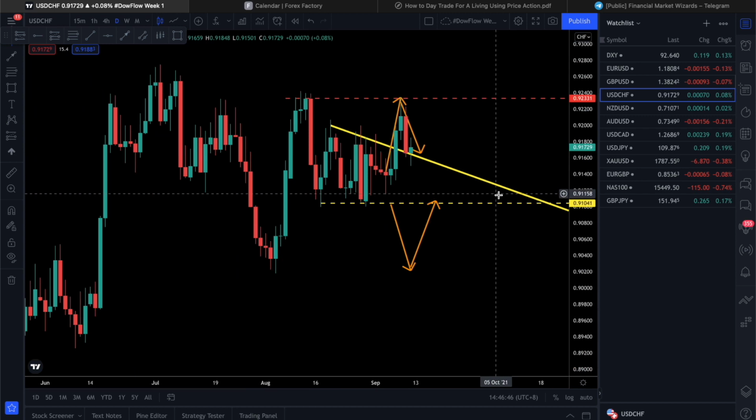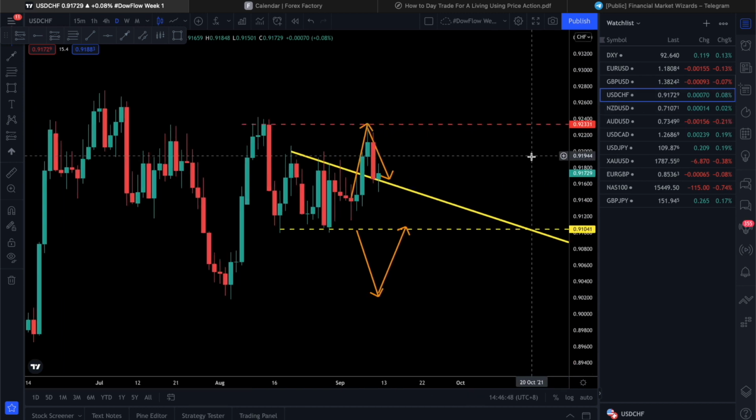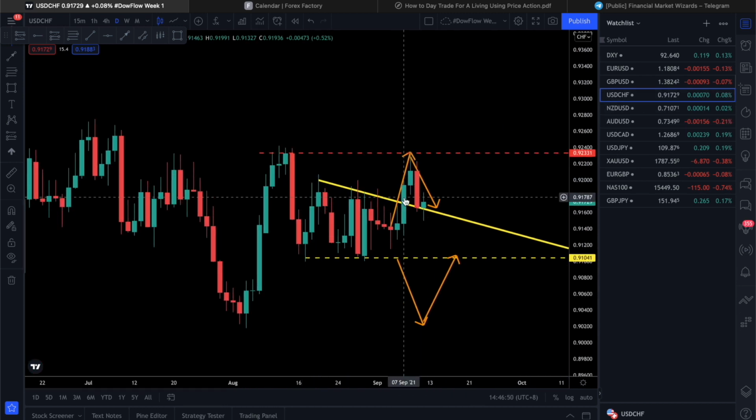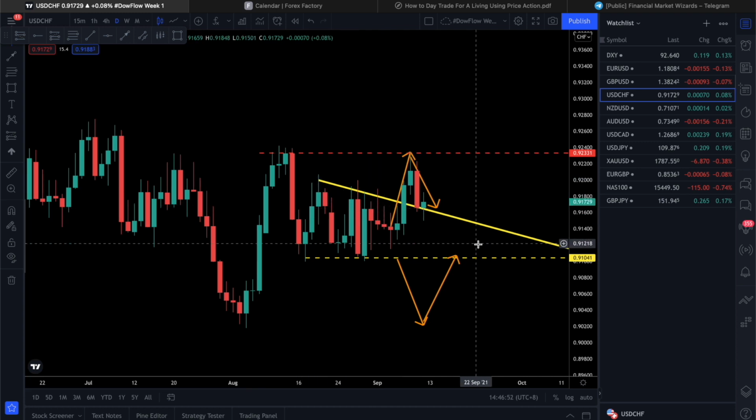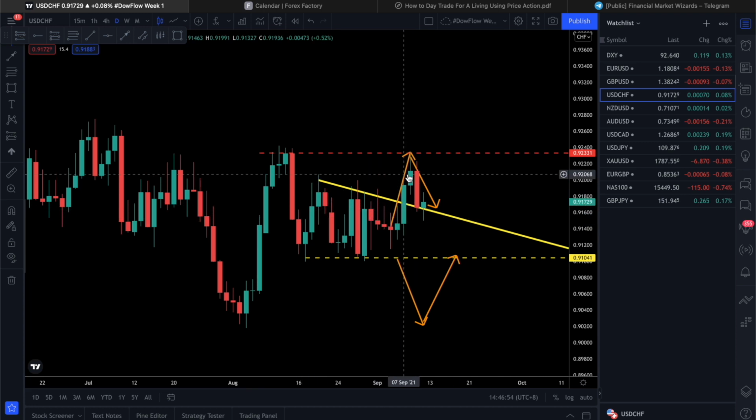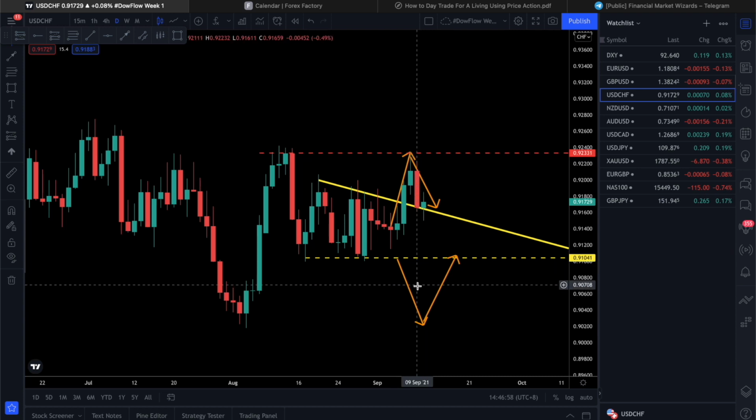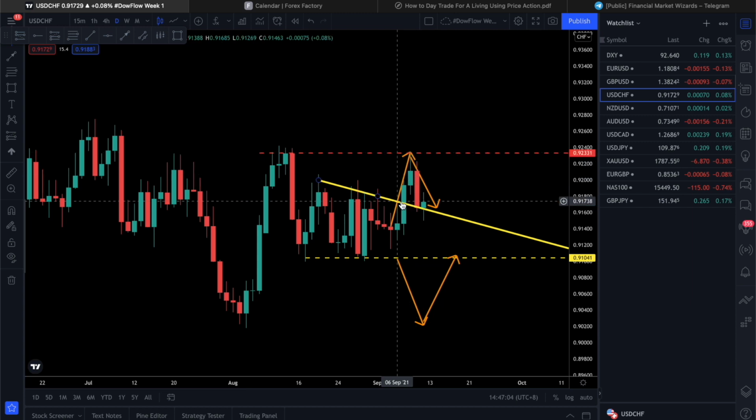Now moving on to dollar franc. Dollar franc, last week I said to be patient because we are in a descending triangle. Wanted you to be patient, to wait for either a breakout to the upside or to the downside. And true enough, we got a breakout to the upside right here. And true enough, it just went to the recent high here.